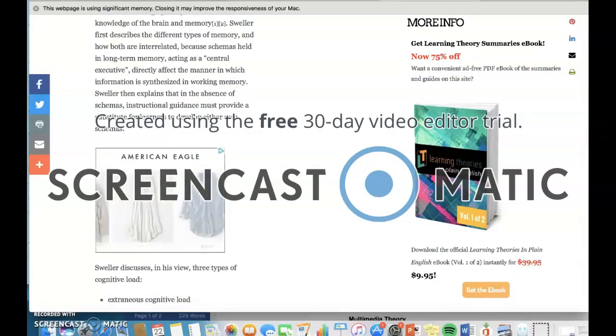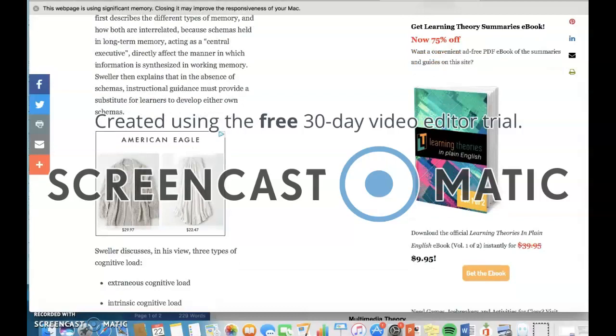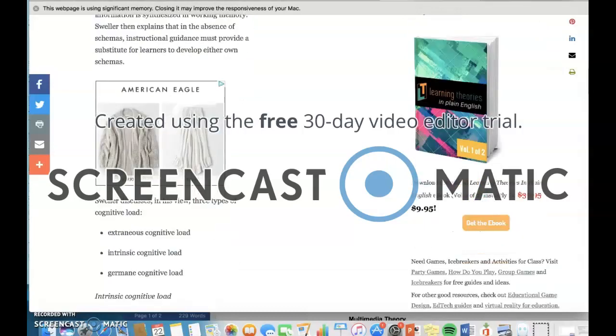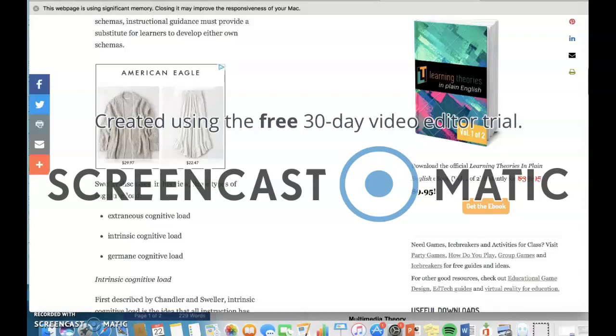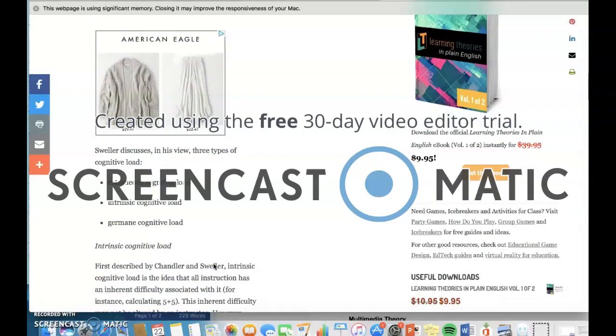The long-term memory is where a lot of our schemas are developed and stored, whereas the working memory, we are continually adding on to that. So Sweller describes 3 different types of cognitive loads. He talks about first the extraneous cognitive load, then the intrinsic cognitive load, then the germane cognitive load.